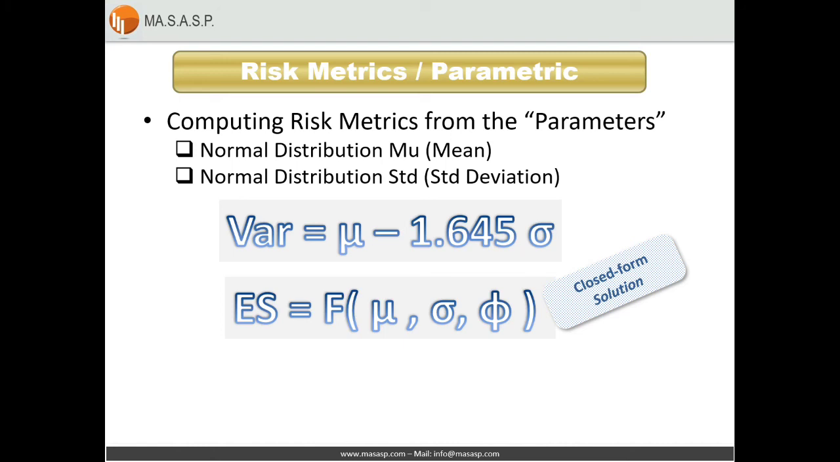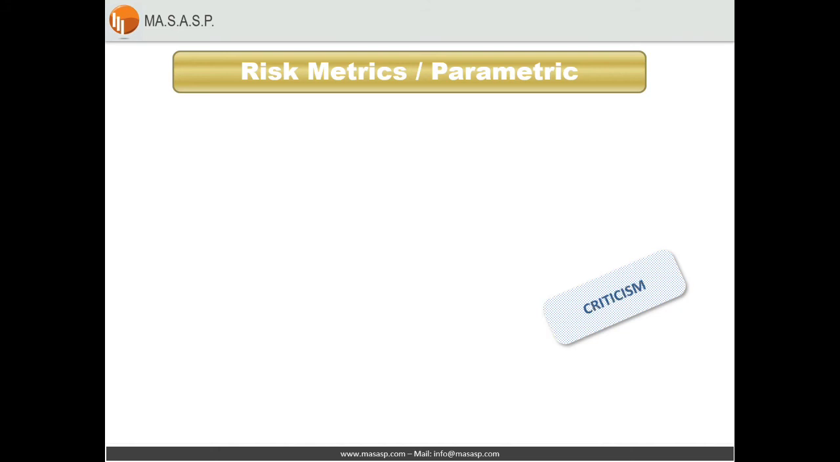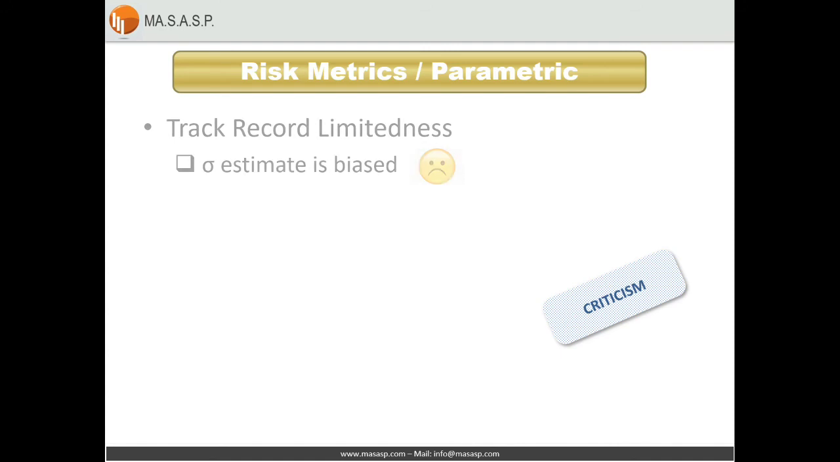This quite easy estimation method is called parametric in that it heavily relies on the assumption that the profit or loss distribution is normal. This parametric estimation of the VAR and of the expected shortfall has two shortcomings. First of all, the track record limitedness. The smaller the sample, the less reliable the estimate of the parameter, and namely of the parameter sigma.